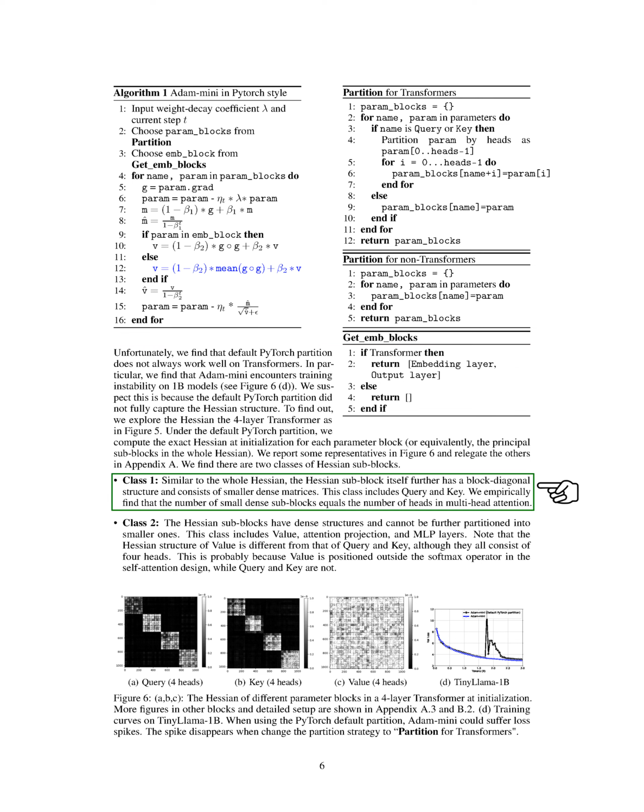By examining the Hessian of a 4-layer transformer, we identified two classes of Hessian subblocks. Class 1 includes query and key, which have a block diagonal structure with smaller dense matrices, while Class 2 consists of dense structures like value, attention projection, and MLP layers.